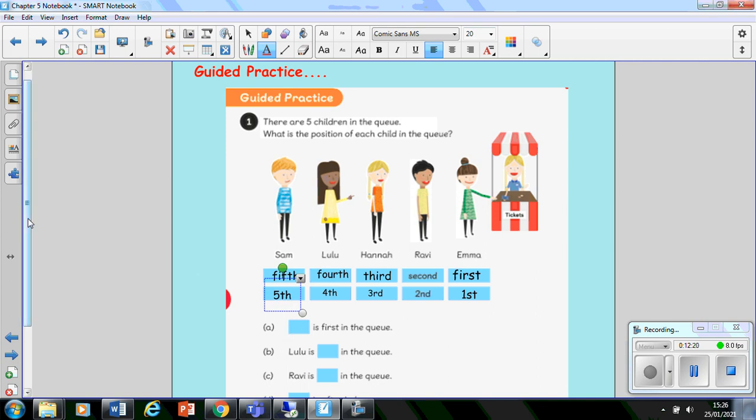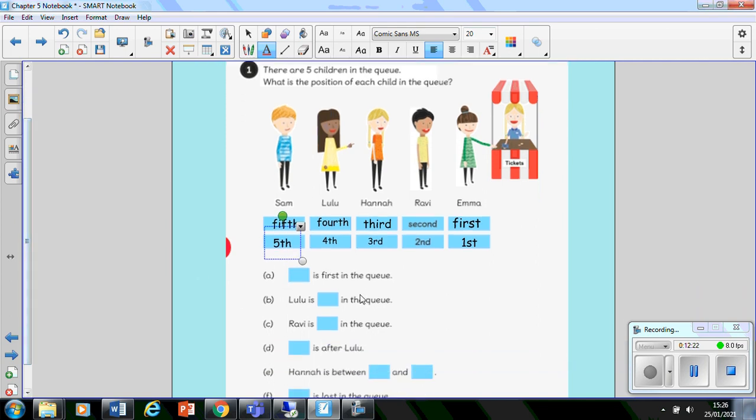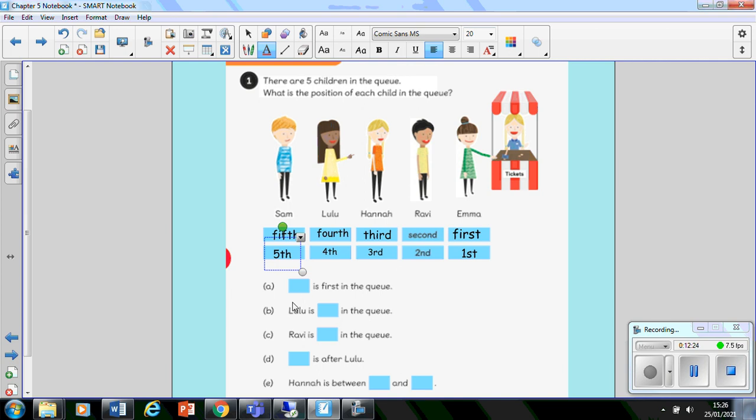The question follows on to say someone is first in the queue, and now that you've done this bit, you will be able to see that Emma is first in the queue. So you're going to write Emma's name down, and you're going to put her right there because that is who it is. Lulu is something in the queue, so let's check Lulu's name is there. Lulu is 4th. I'm going to write there 4th.